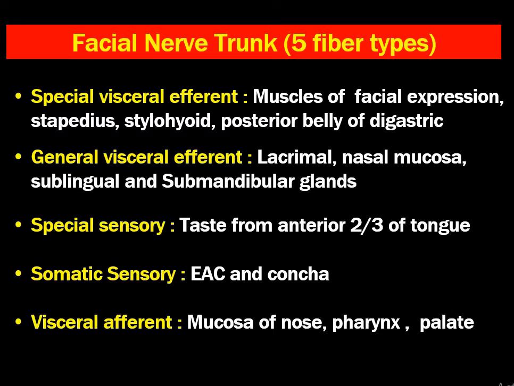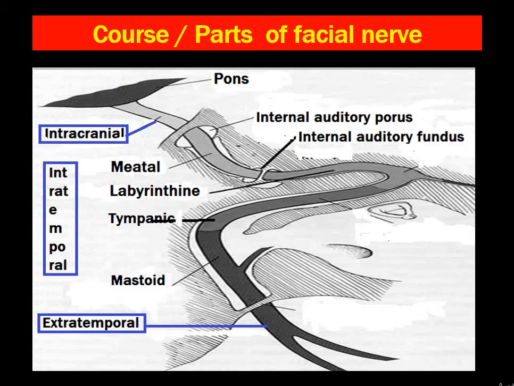Special sensory fibers carry taste sensation from the anterior two-thirds of the tongue. The somatic sensory fibers supply the external ear canal and a small portion of the concha. And sometimes the visceral afferent fibers carry sensation from the mucosa of the nose, pharynx and palate. With this idea, we'll go to the course and parts of the facial nerve.